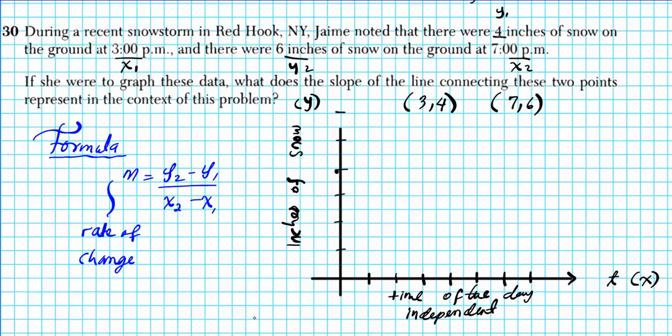Okay. So I'm just giving you a visual. You don't really have to draw the graph, but it helps you visualize what's going on and label your coordinates properly. All right, so we want to calculate the slope from 3, 4.